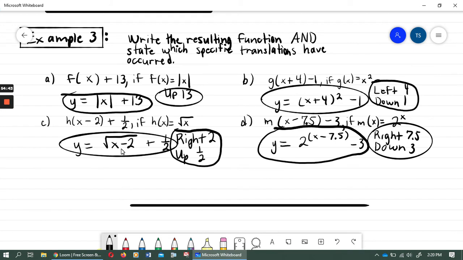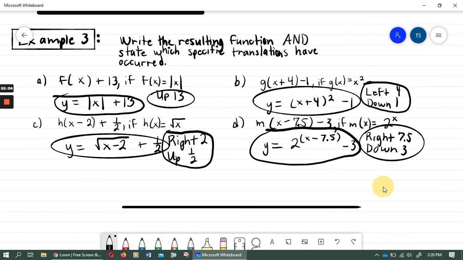So again, the result of that equation, if it's a square root parent function, then the way that that's going to look, if we do those transformations of right 2 and up 1/2, is going to be y equals the square root of x minus 2 on the inside, and then the plus 1/2 on the outside, right?